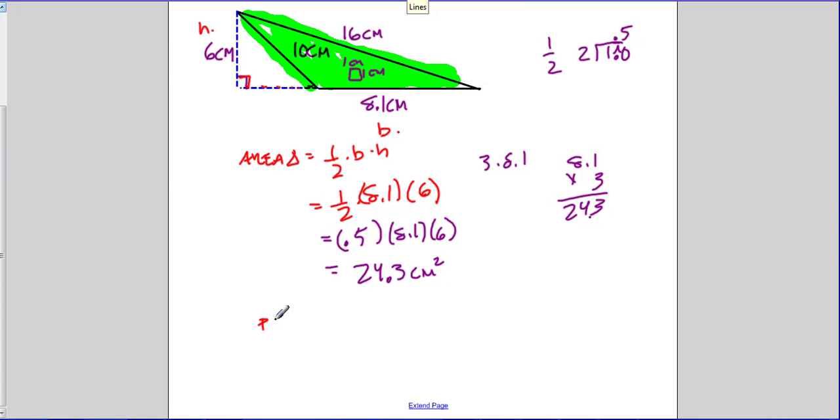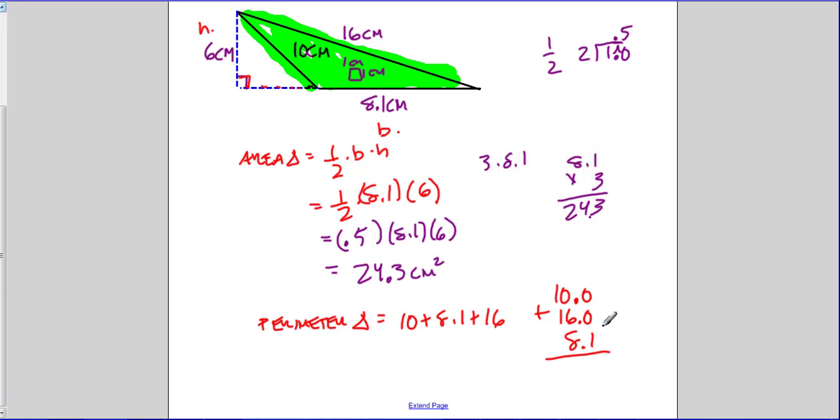The perimeter here is going to be the sum of sides, which is 10 plus 8.1 plus 16. After the 10 and 16, I'm going to add decimal points. And then I have 8.1 because I want to make sure the ones line up and the tenths line up. So I put zeros there for placeholders. That's like adding 100 plus 160 plus 81. Bring your decimal point straight down. When you add, you must bring your decimal point straight down. So that's 1, 14, carry a 1, that's 34.1 centimeters.